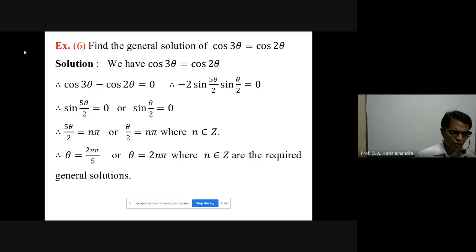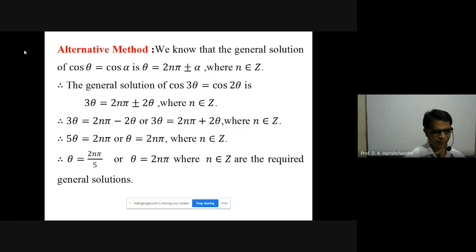Now in the first solution, shift that 5 by 2 to the right side so that the solution transforms into the form theta is equal to 2n pi upon 5. In the second case, the 2 in the denominator can be shifted to the right hand side, so the second solution will be transformed into the form theta is equal to 2n pi, n belongs to Z. So this is the required solution of the given trigonometric equation. There is one more alternative method that can also be used here, which I will also explain. You can use any one of the methods in the exam.